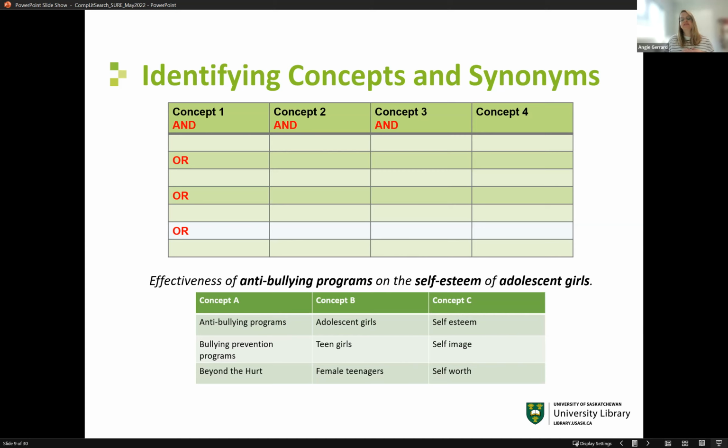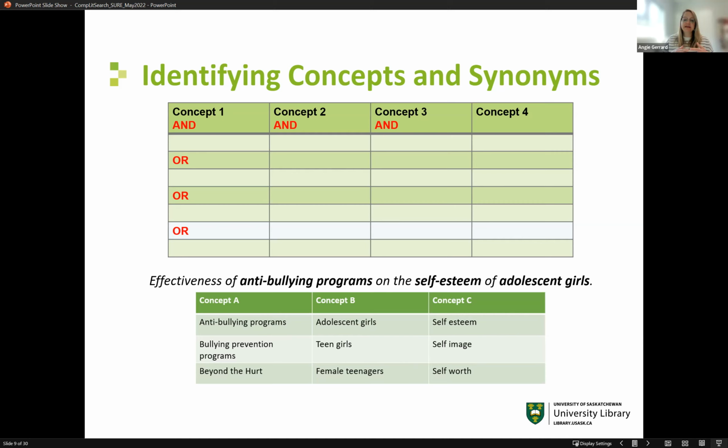What I've done here is, from that research topic, I'm identifying my main ideas. You can see I have three of them: the anti-bullying program, the self-esteem, and then the population of adolescent girls. So when I'm doing my background research, I can start noting what are those phrases, concepts, or synonyms that I can use to describe what I'm trying to find.